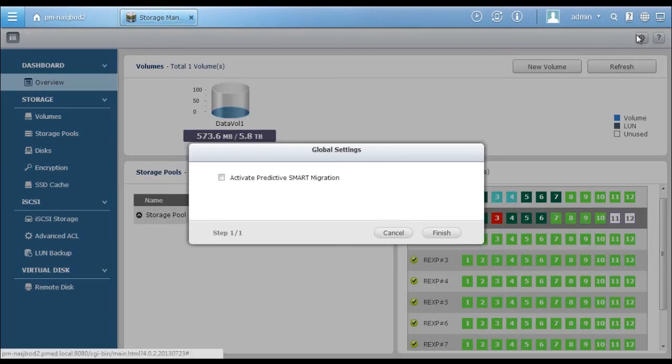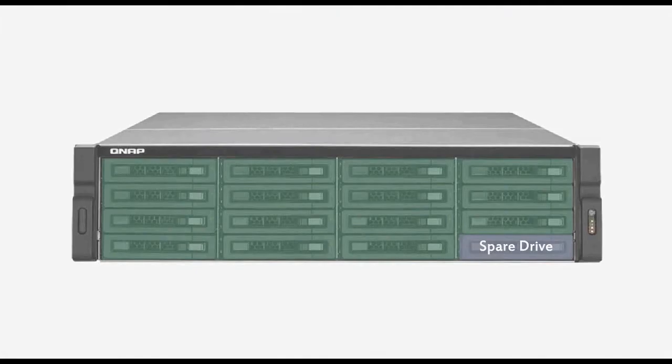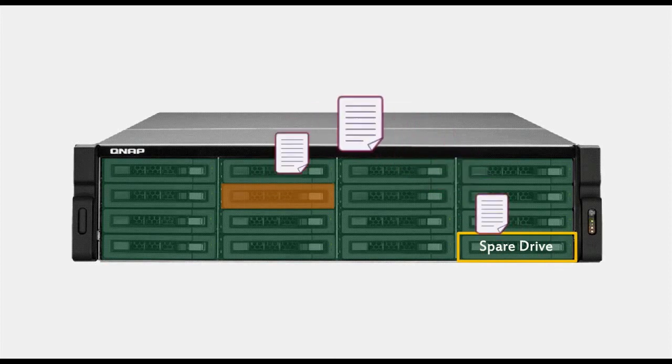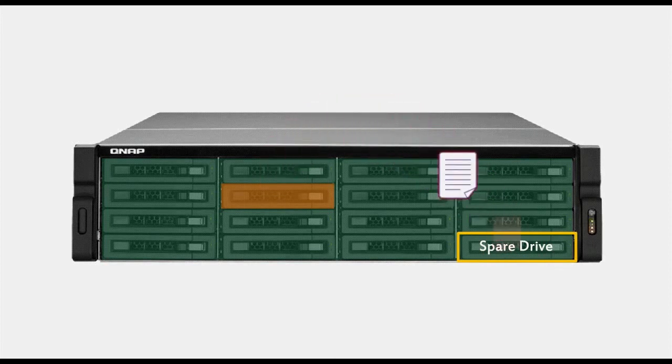Click on Global Setting, then you can activate Predictive Smart Migration function. The Smart Data Migration is triggered by bad block remapping and smart thresholds. It proactively detects possible hard drive failures and migrates the data to a new healthy spare drive, effectively helping businesses reduce the risk of data loss and the RAID rebuilding time.